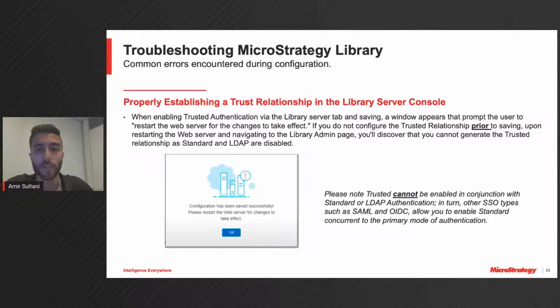Upon restarting, you'll notice that you cannot successfully establish a trusted relationship, as both the options standard and LDAP are unavailable. The reason being is that no other modes of authentication can be enabled concurrent to trusted. Please note that for SSOs such as SAML and OIDC, you can in fact enable standard in parallel. Please note, this workflow has been simplified in MicroStrategy 2021 Update 3, in which the trust token can still be created while standard is disabled.